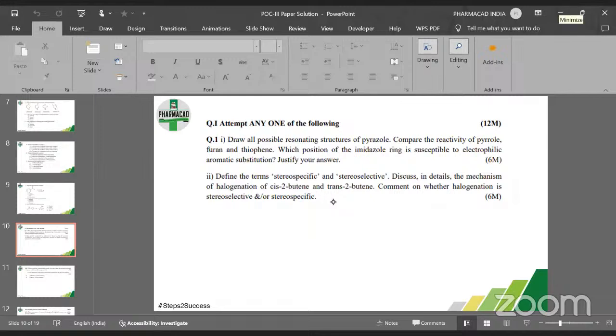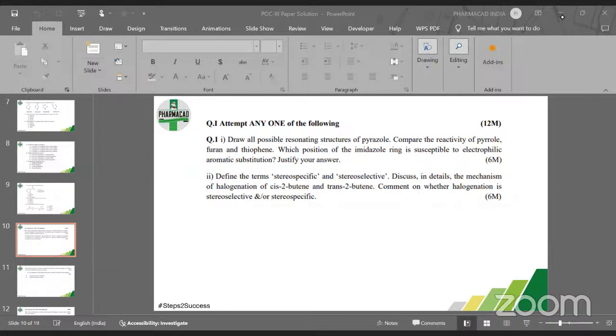Now we will start with the subjective questions. In subjective questions, there are chances of getting resonating structures of different heterocycles, or you have to identify the configurations of the given compound, whether it will be geometrical isomerism or conformational. Or there are chances of getting some definitions which you have to explain with examples and structures, because this is organic chemistry. So you have to explain everything with the help of the structure of that particular compound. So we will see some subjective questions.